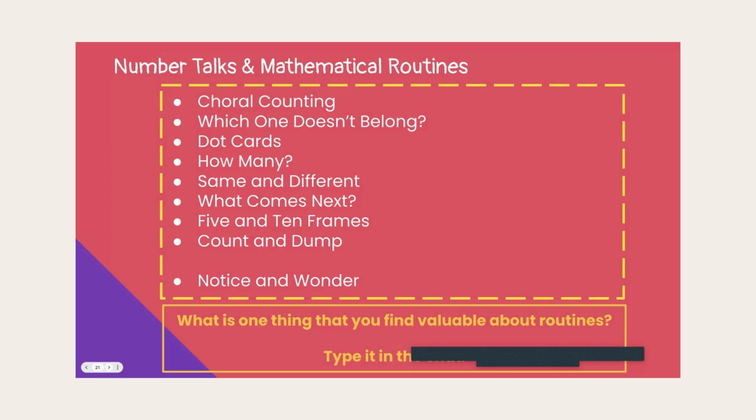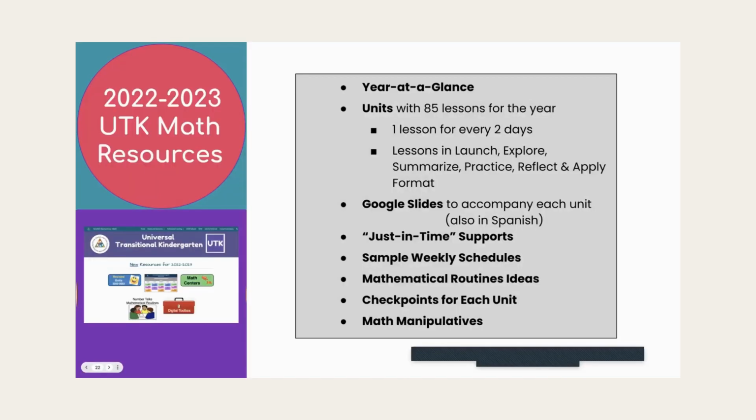All right, let's take a look at the next slide. So here is a snapshot of the Universal Transitional Kindergarten webpage down here at the bottom. This is going to be a great resource for you to use this year. It has a year at a glance. It has units with 85 lessons for the year.